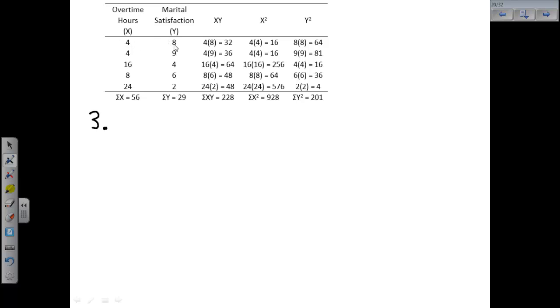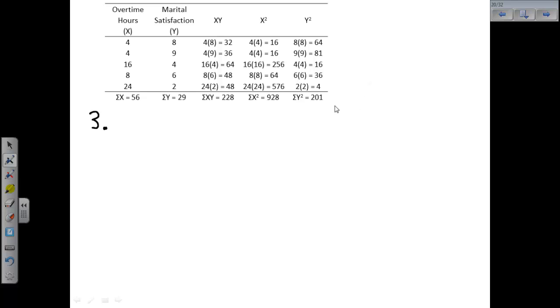So x times y, xy, 4 times 8, that gives me 32. 4 times 9, see that here, gives you 36 all the way down. Add those together, you get sum of xy. Multiplication comes before summation. X squared, so each x value squared. 4 times 4, 16 times 16, 8 times 8, 24 times 24. Add those together, sum of x squared. And then y squared, all of the y's squared, and then add those together to get sum of y squared.